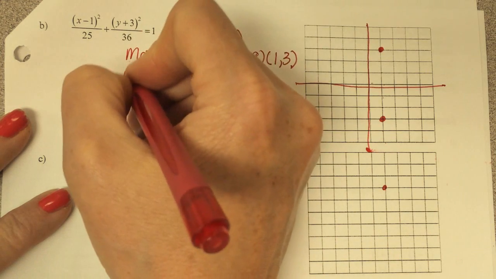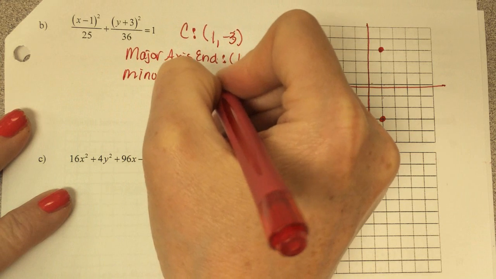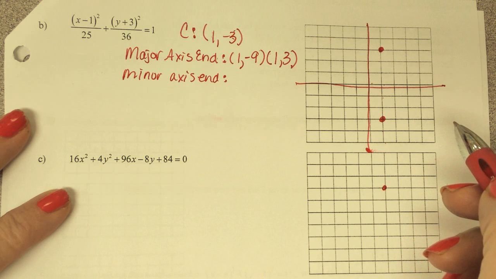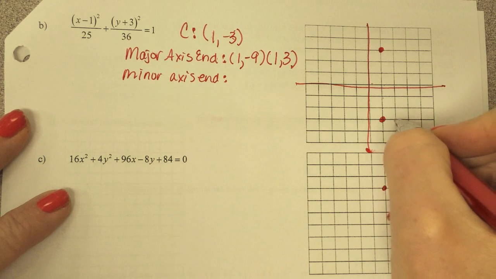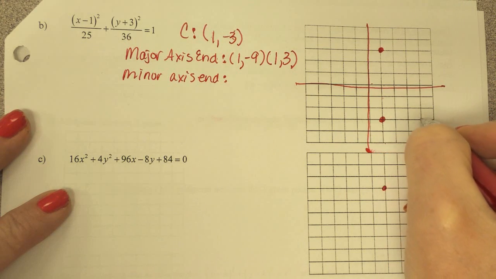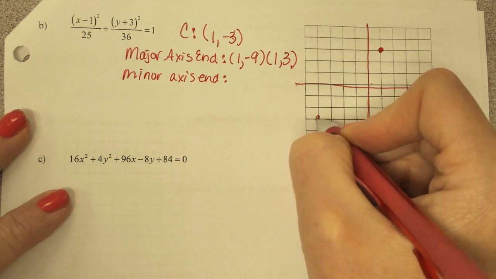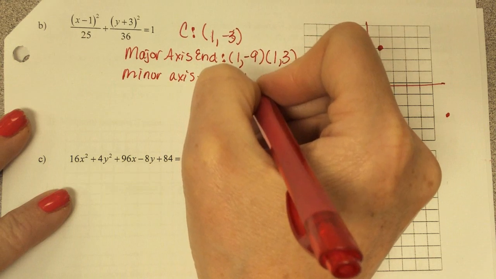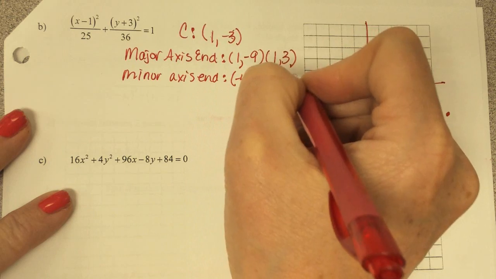Now we're going to find the minor axis endpoints. What are we going to do on this? Kara, how far am I going to go out? 5 units left and right. Good. So from the center, I go out 1, 2, 3, 4, 5. And that's going to put me at negative 4, negative 3, and 6, negative 3.